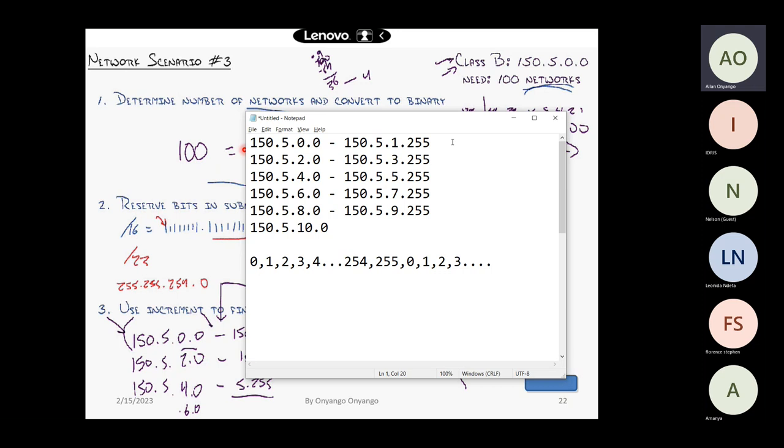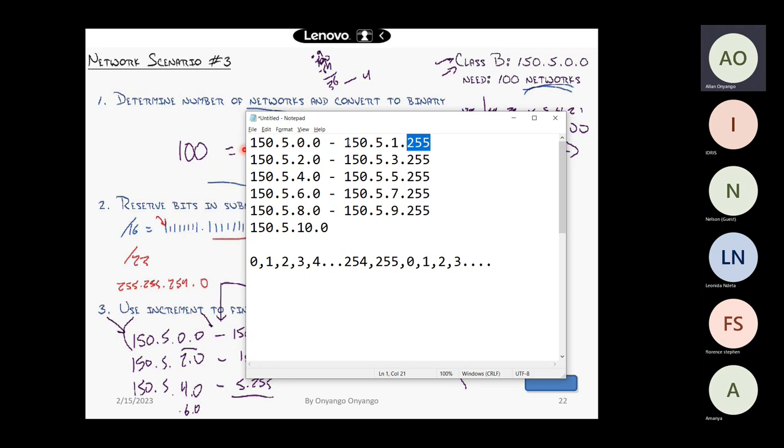Now, don't you think at some point we were having 150.5.1.0, which is a usable address in this case, okay? Because this one will start at 1, go 2, 3, 4, 5, up to 255. When this is full, when you add 1 to 255, you write 0 here, and you put 1 to the next one to be a 1 now. So there's a time when this part was 1.0, which is a usable address, 1.2, 1.3, 4, 5, up to 1.255. So 1.255 here is actually a broadcast address. 0.255 is a usable address here.